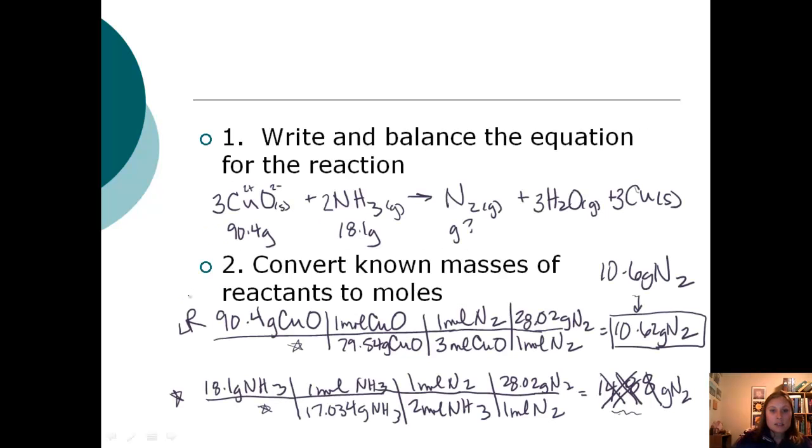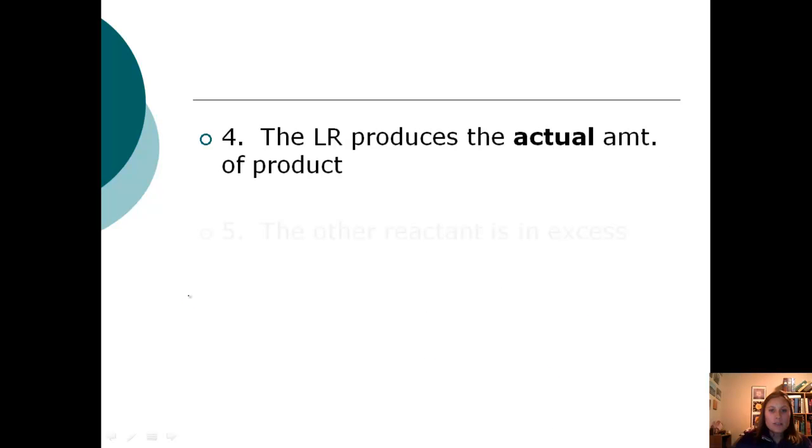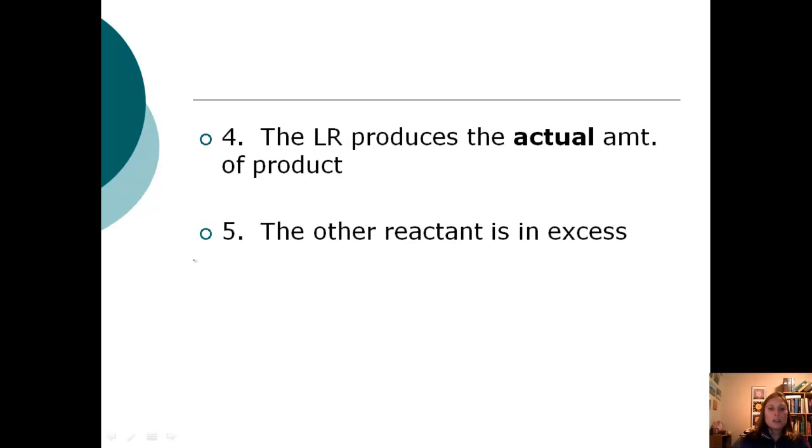So let's go back. We had 90.4 grams of copper oxide, and we know that that was limiting. So if we wanted to find out how much ammonia was left over, we're going to start with our 90.4 grams of copper oxide. This is our limiting reactant. This controls the reaction. We can use this to calculate anything else. Since it gets used up completely, how much ammonia are we going to use up?